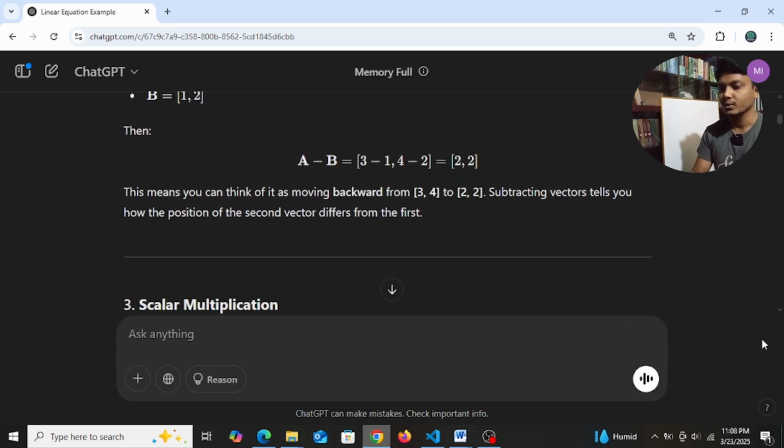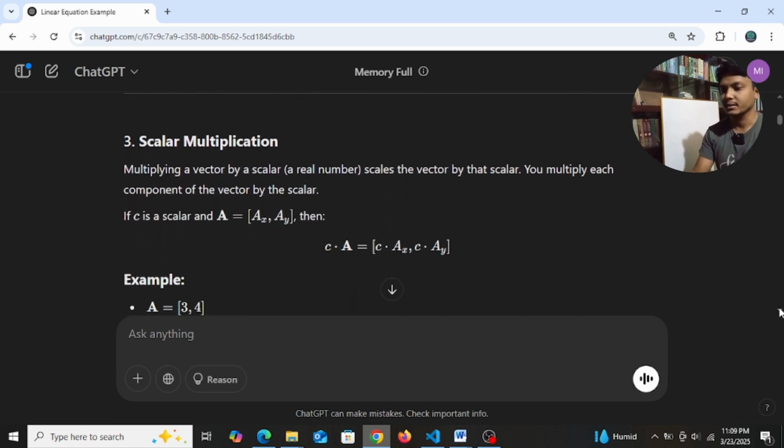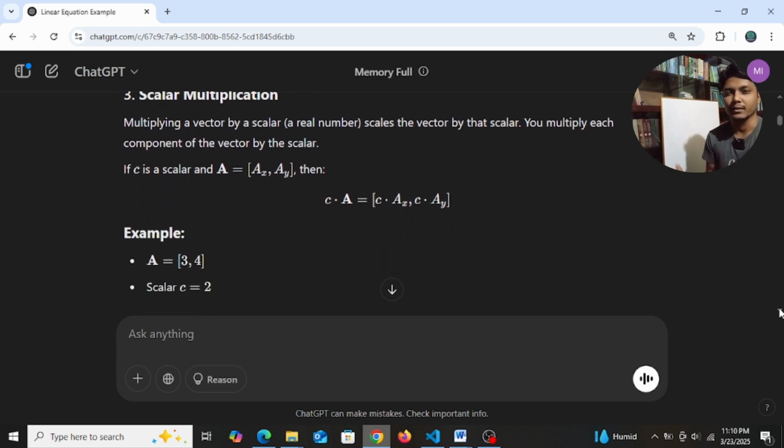Okay, and we need to understand some other operations of vectors as well. Scalar multiplication is the next one. Multiplying a vector by a scalar scales the vector by the scalar. You multiply each component of the vector by the scalar. We will try to understand what scalar multiplication is, and dot products, and some other things. But we need to understand where these things can be applied. Okay, so for the time being, just focus on the definition and the formulas.